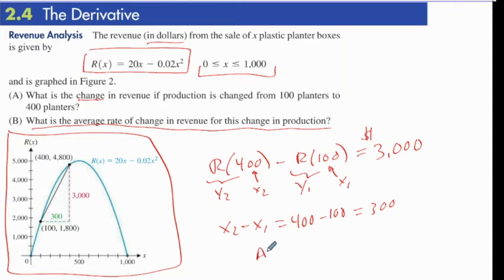So to find the average rate of change, we take the change in y and put it over the change in x, and that gives us 3,000 over 300, which gives us an average change of 10. So what is the average rate of change in revenue for this production? The average rate of change in revenue is $10 per planter.